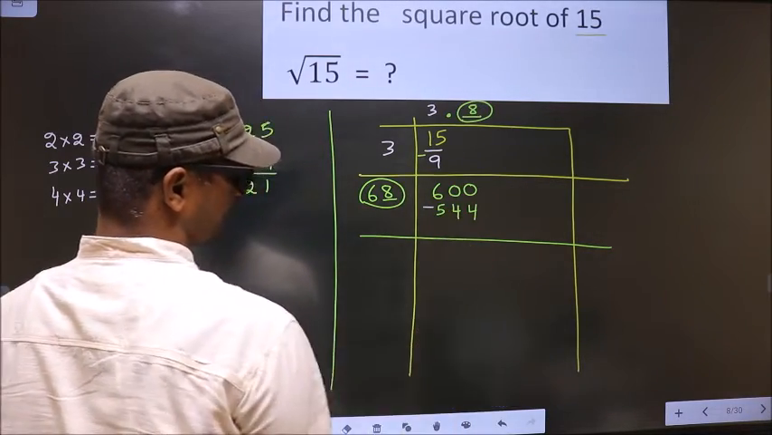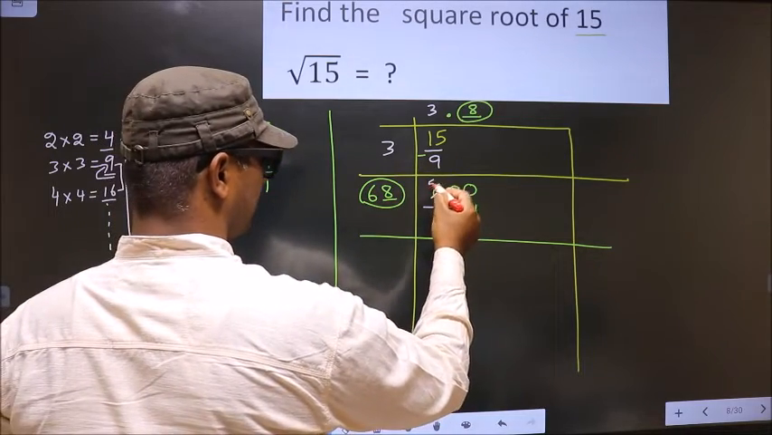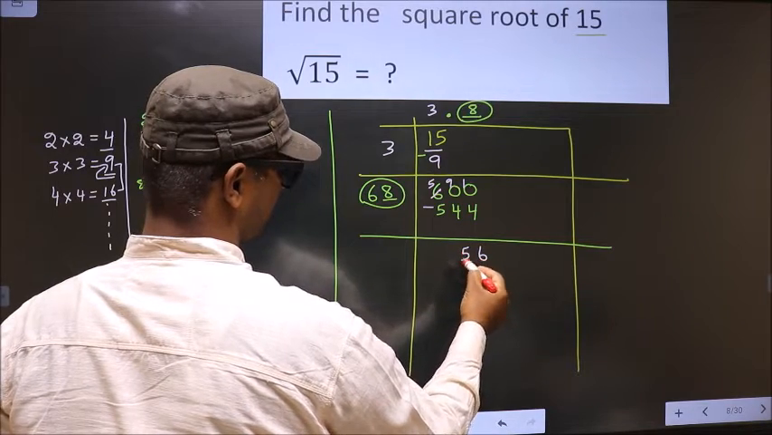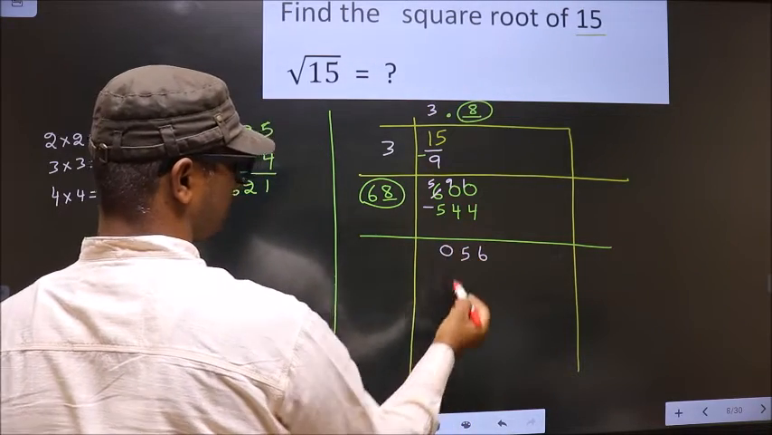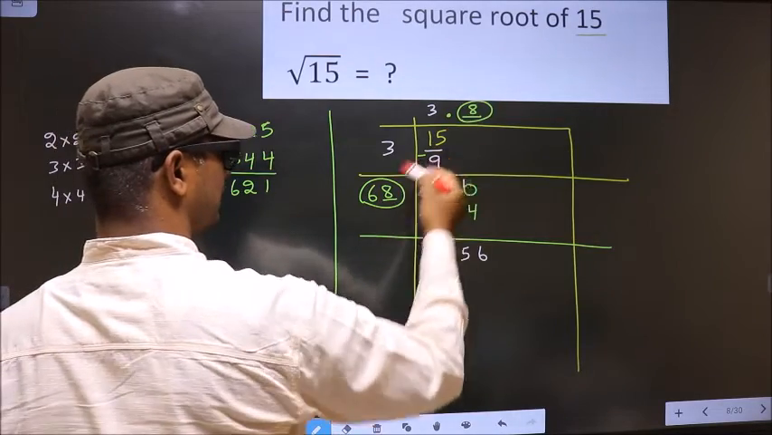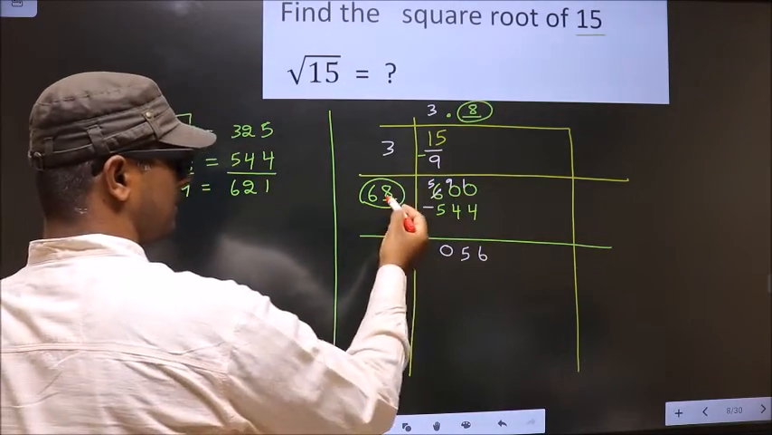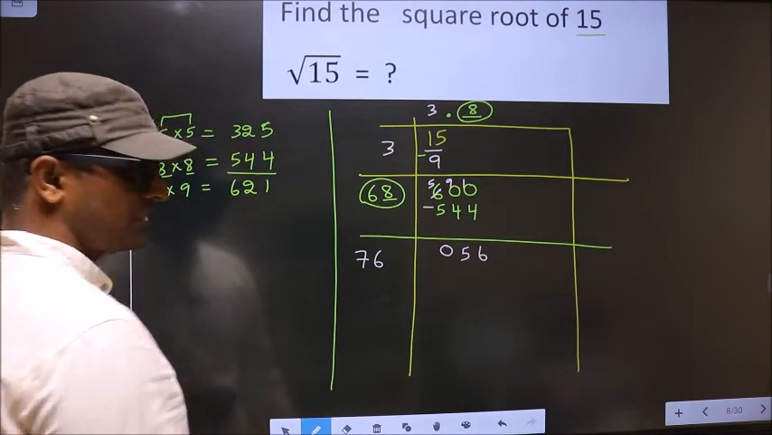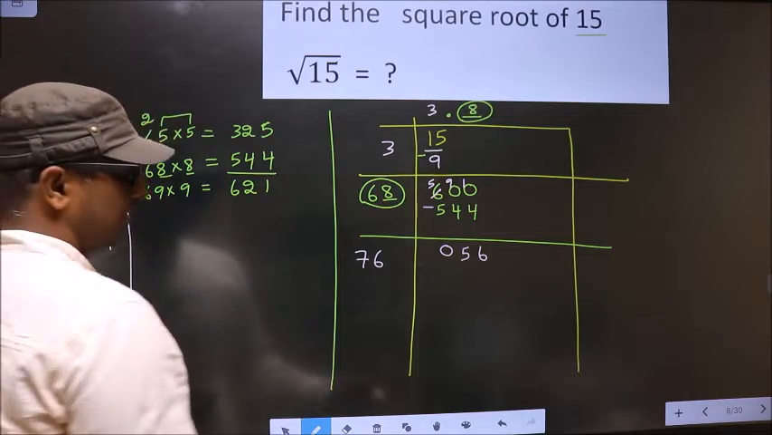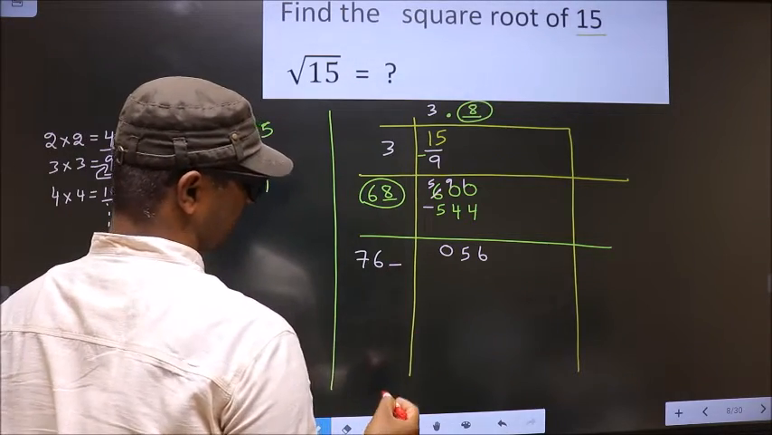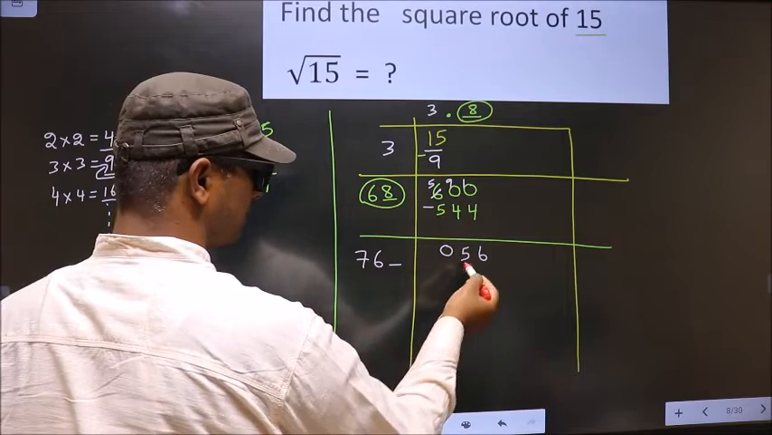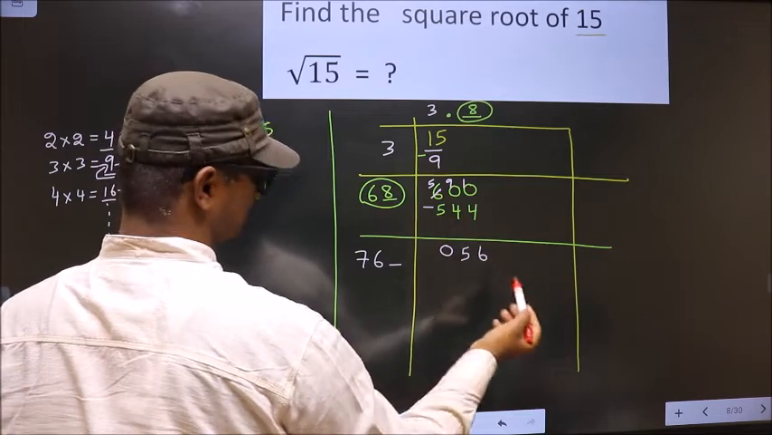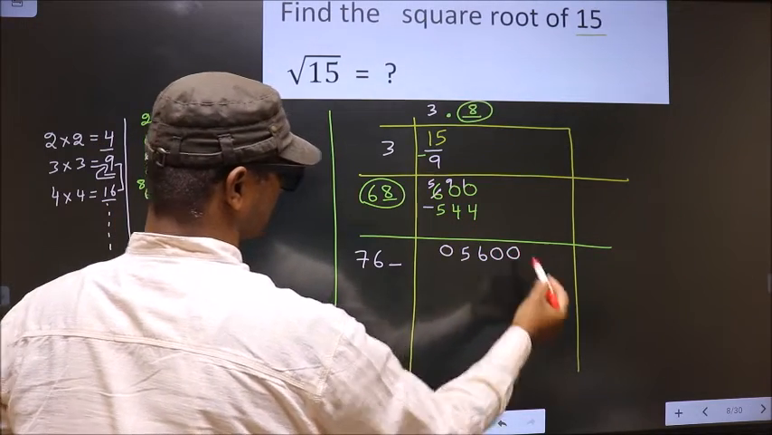Now you subtract. Here 5, here 9, here 10. 10 minus 4, 6, 9 minus 4, 5. 5 minus 5, 0. And here we should add these two numbers and write. 68 plus 8 is 76. Okay, next. Now here we should write a number. When I write the number here, this number will be smaller than this. We already have a decimal, so you directly take 2 zeros.